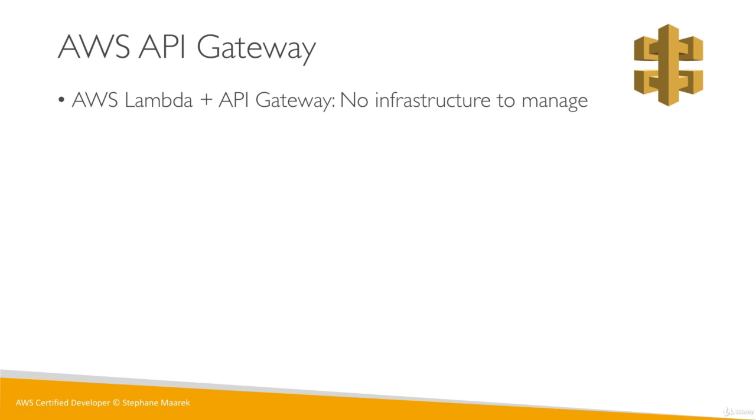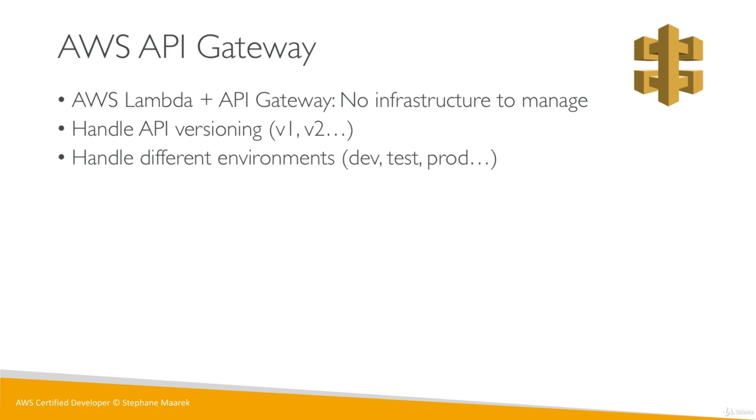AWS API Gateway is great because you can handle versioning. So if your API evolves from V1 to V2, you can do that with API Gateway. You can also handle different environments. So if we have dev environment, test environment, prod environment, all of these can exist in our API Gateway, and we can manage deployments. API Gateway will also have tight integration with security.